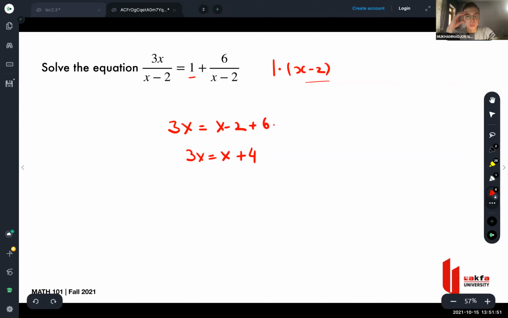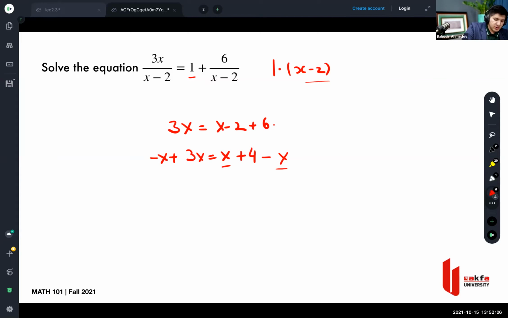Okay, so I'm just going to subtract x from both sides. I will make minus x from here and minus x from here, in order to get rid of these x's. So this is going to be 2x equal to 4. I'm just going to divide both sides by 2, again in order to get rid of this 2, and this is going to be x equal to 2.